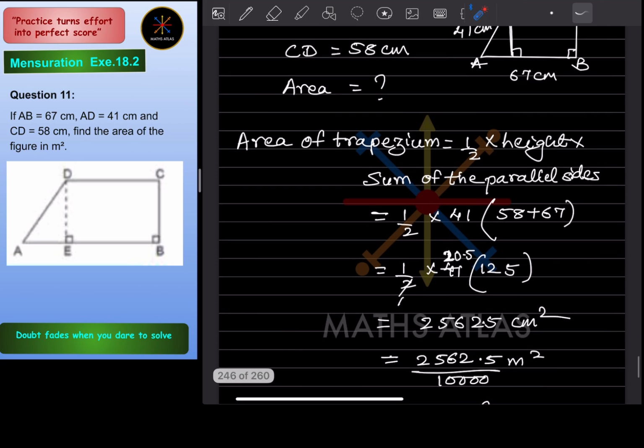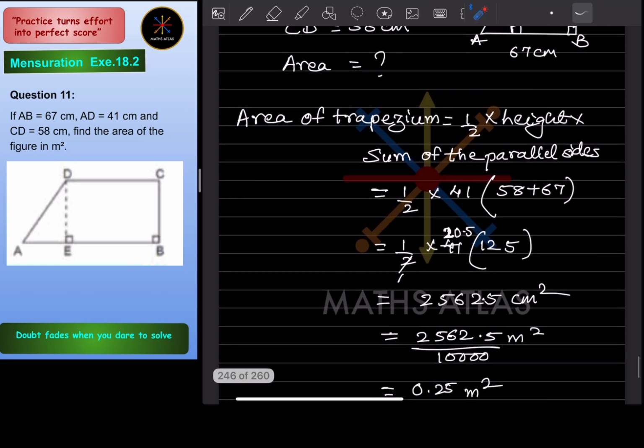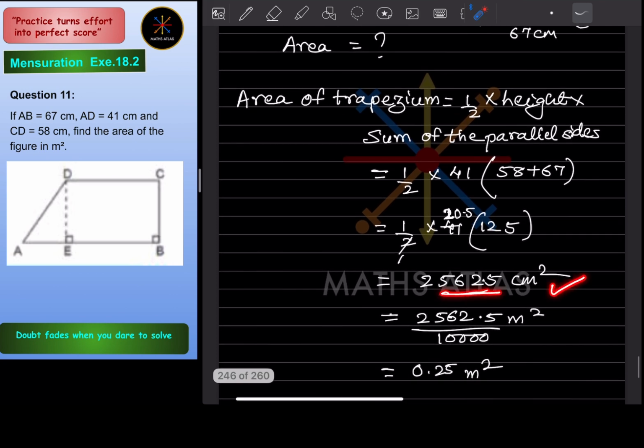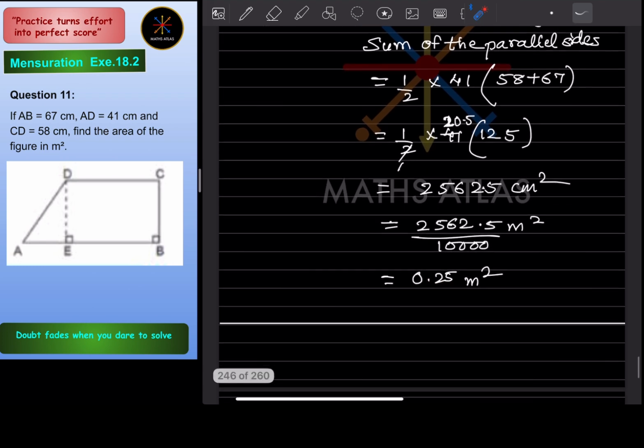So we want the area of the figure in meter square. So this is in centimeter, so we are going to divide it by 1000. After dividing by 1000, this is going to be 0.25 meter square.